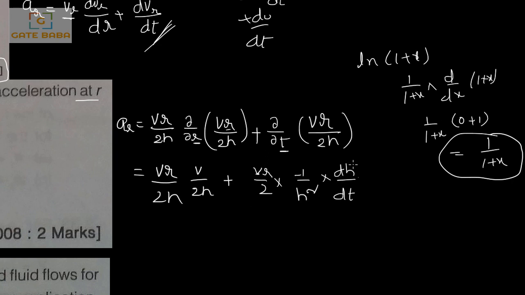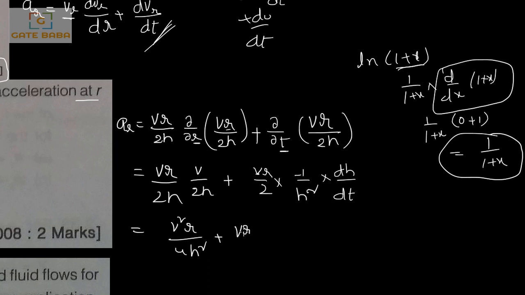So here I don't know h as a function. Here I know the function is 1 plus x, but I don't know h in terms of t, so I can write dh by dt like this. D of function by dx, like this I can write dh by dt, the basic idea. From this it is v square r by 4h square plus vr by 2h square into minus dh by dt. There is a meaning I am writing that minus dh by dt.